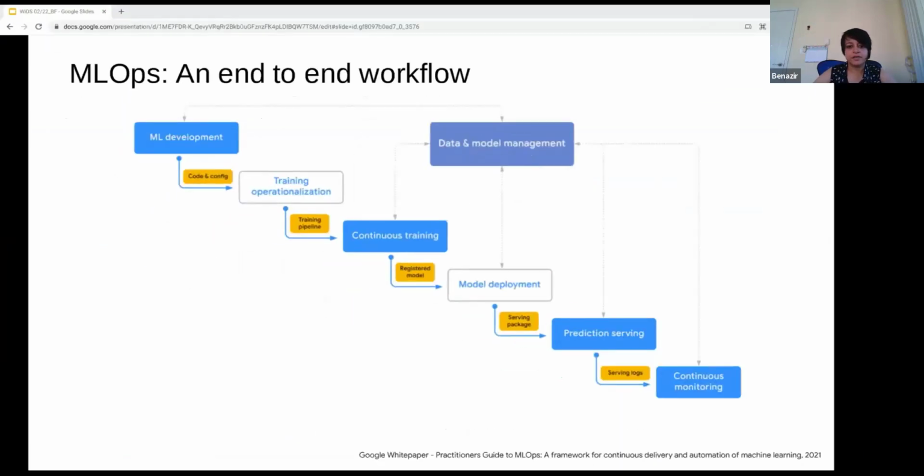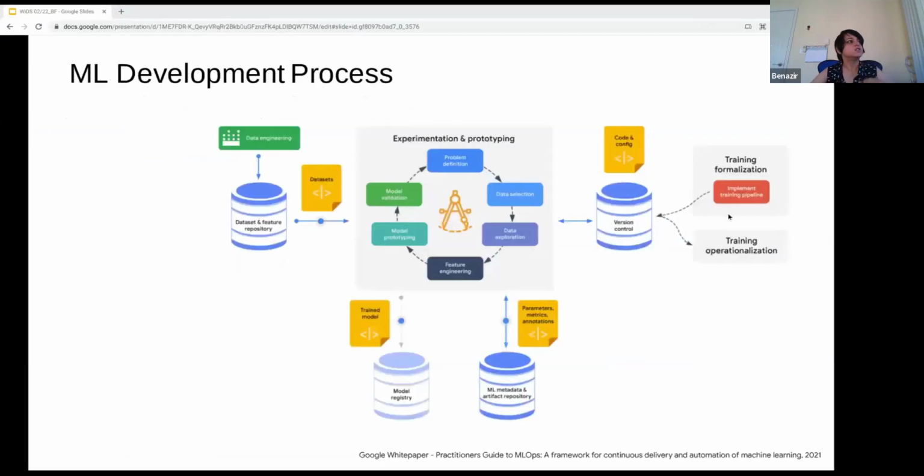Okay, great. So the first step in this entire process is the ML development process. That's where, of course, as a data scientist, you will spend the majority of your time, because there will be a lot of experimentation and prototyping to fine tune your model, to make your model better. And that's what this is supposed to show.